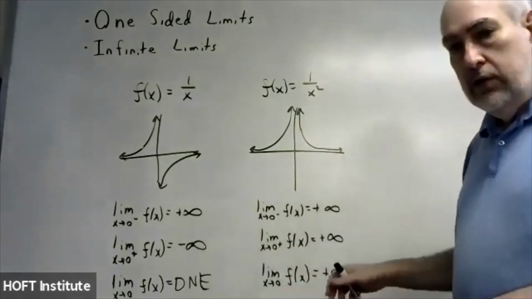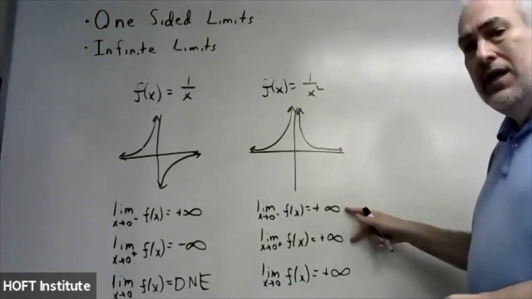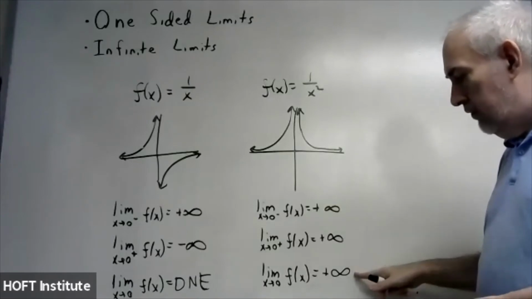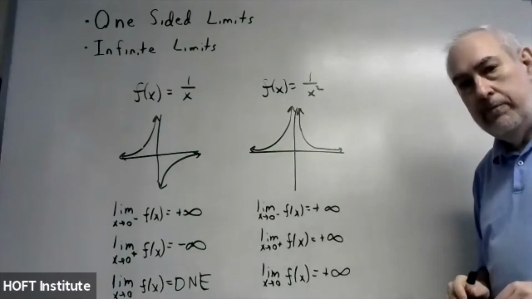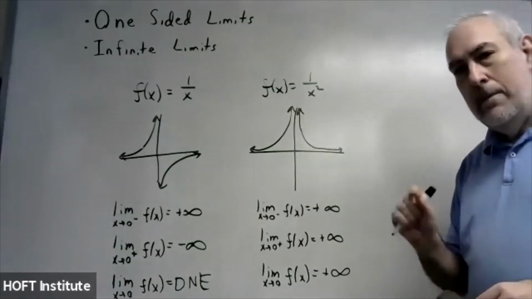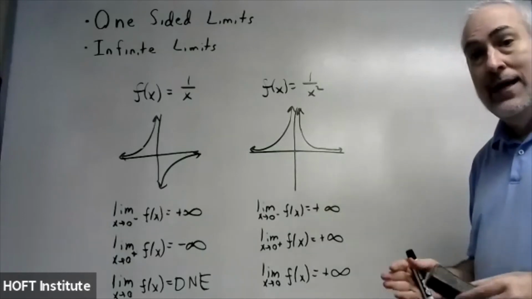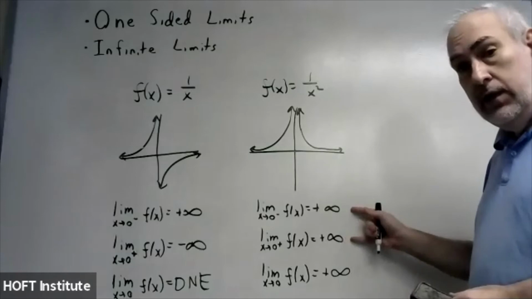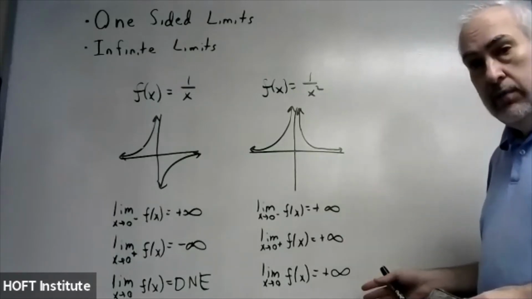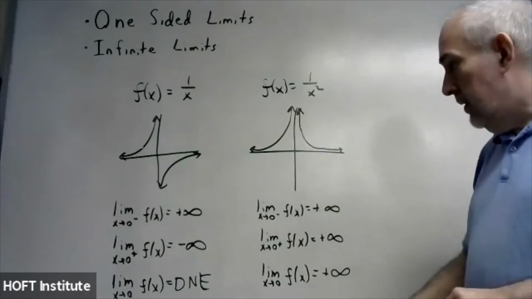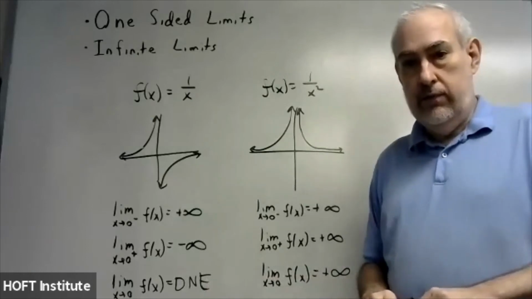Now on a graph like this, where from the left and the right you're both going to plus infinity, in that case you can say that your limit as x approaches 0 from both sides is also plus infinity. So when you're dealing with infinities, if the left and the right are matching infinities, then you can say that your limit from both sides is that infinity. If they're both plus infinity, your limit from both sides is plus infinity. If they're both minus infinity, you would say your limit from both sides is minus infinity. But if the infinities don't match, then you would say that your two-sided limit does not exist.